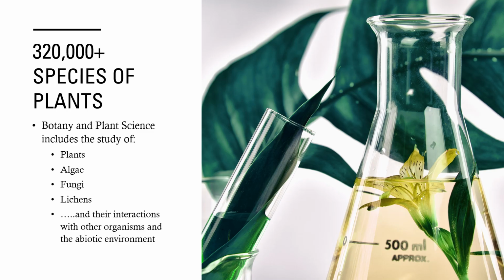We also look at algae, including seaweeds, freshwater and terrestrial algae, fungi, and lichens. And the study of botany includes the interactions of these organisms with each other and with other organisms such as bacteria and animals. We also look at how they are impacted by the abiotic environment, for example, soil type, and differences in temperature, rainfall, and so this is important, for example, in the context of climate change.